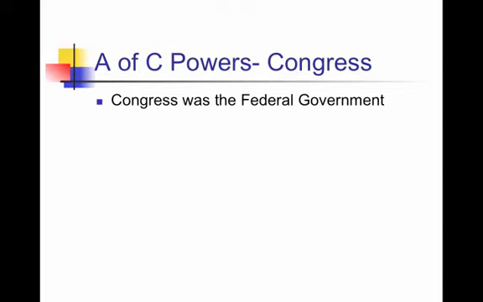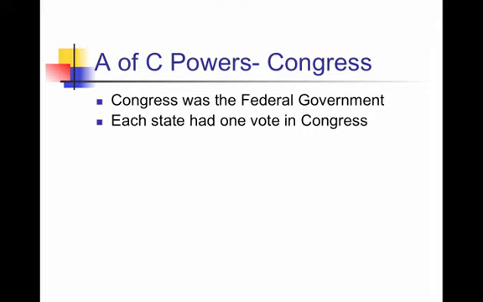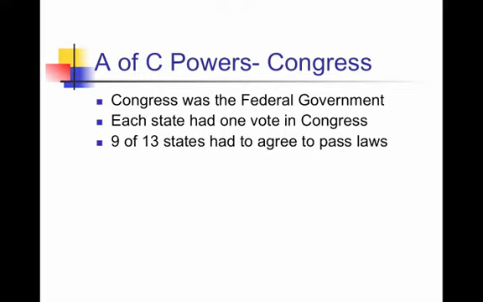So, what did they have in this government? It was a very simple Congress, which is basically just a group of people, and each state had one vote in Congress. So each state sends one representative. They meet together here in this Congress, and they could do certain things.